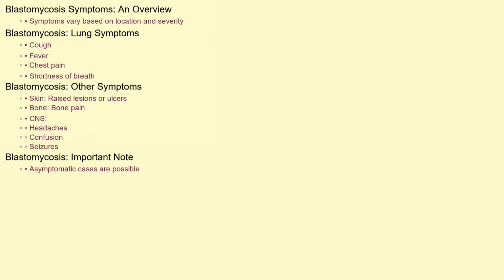The symptoms of blastomycosis can vary widely, depending on the location and severity of the infection. Lung symptoms may include cough, fever, chest pain, shortness of breath, and fatigue. If the infection spreads to the skin, you might see raised, wart-like lesions or ulcers. Bone involvement can cause bone pain, and if the central nervous system is affected, it can lead to headaches, confusion, and seizures. Some people with blastomycosis may experience no symptoms at all.